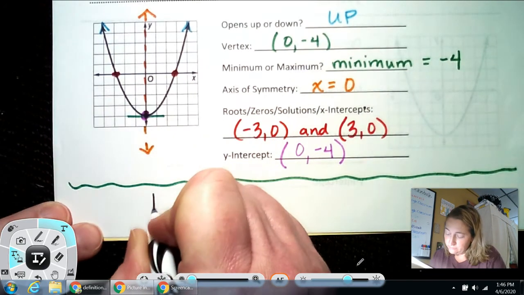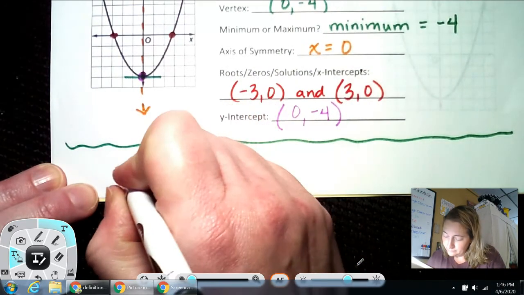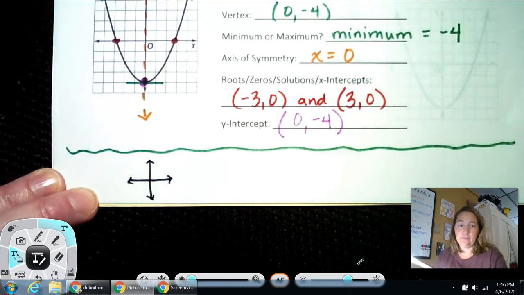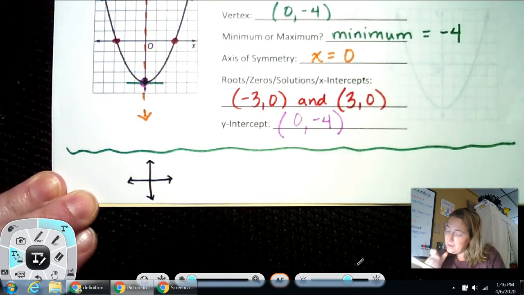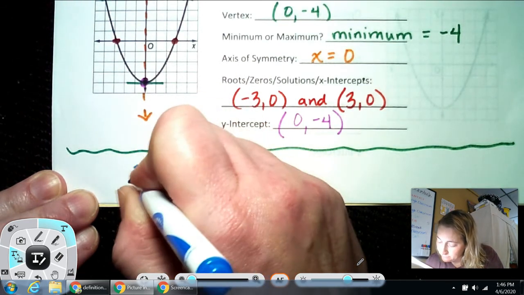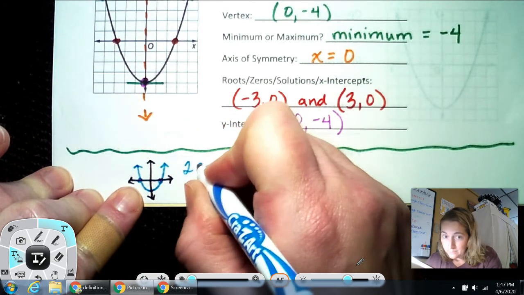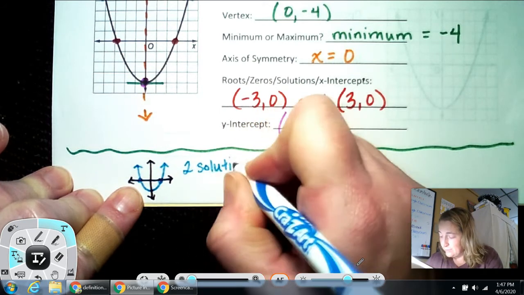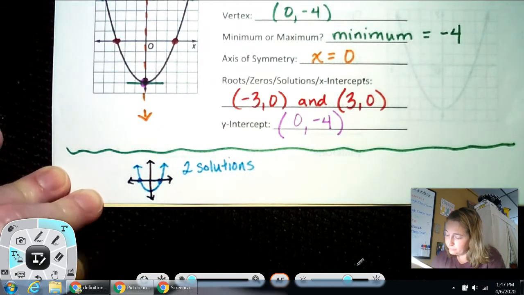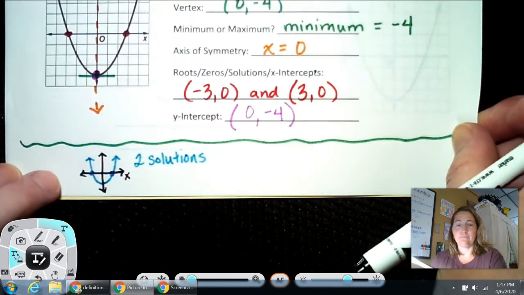So one situation is this. This is what we've seen so far. We have our axes, and we have a graph that goes through the axis and then back again. This graph has two solutions because it hits the x-axis twice. So that's one possibility.